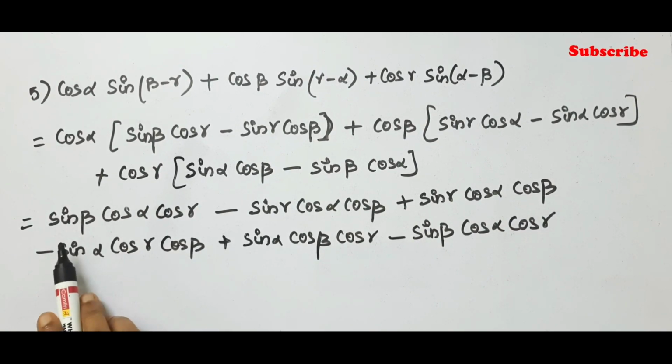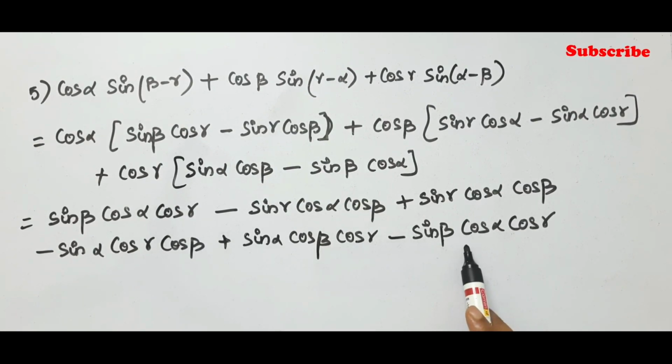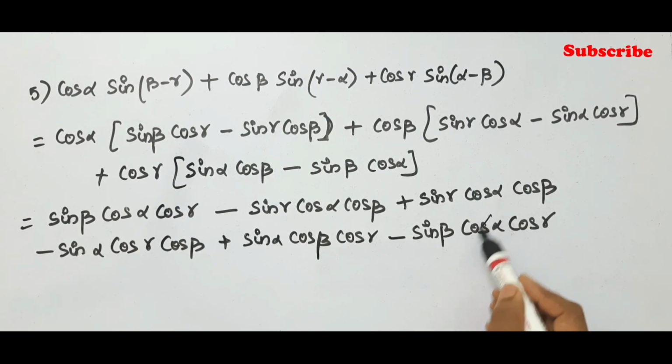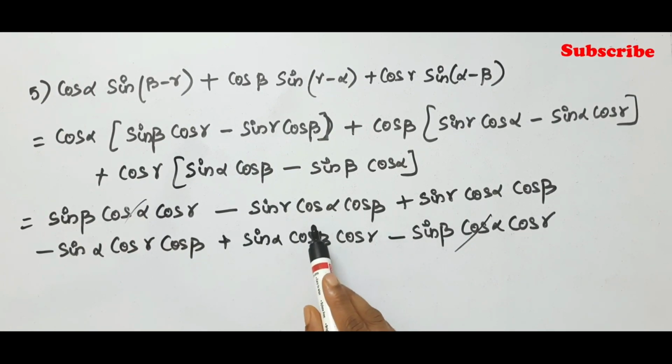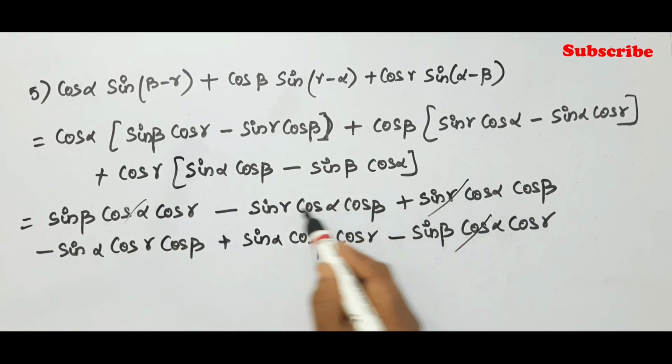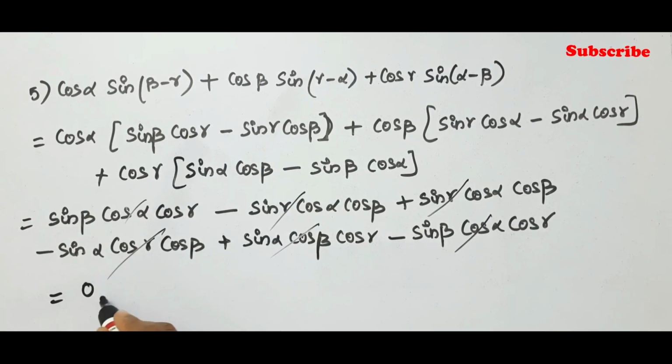The first one is sine beta cos alpha cos gamma. Let us see where it is. Sine beta means it is here: sine beta cos alpha cos gamma. So these two get cancelled. Next, here sine gamma cos alpha cos beta is there, and here also, so these two get cancelled. Next, sine alpha cos gamma cos beta is here, and these two get cancelled. So the final answer will be 0. Whenever they give this type of problem, simply apply the transformation formula, and mostly you will get the result as 0 only. Okay. In this way you have to solve this type of problems.